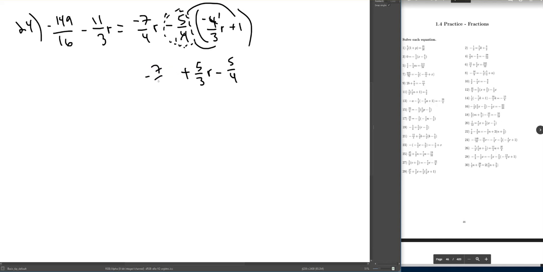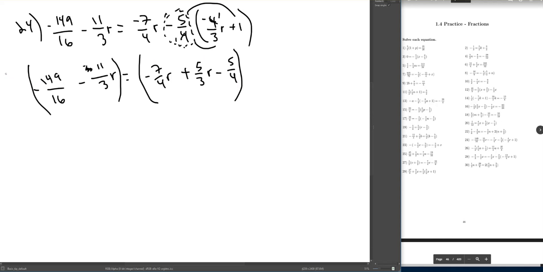So let's carry this over. R equals minus 11 over 3r minus 149 over 16. There you go. Now, what could I multiply all this by so that way I could eliminate these fractions? Well, I could multiply by 48, right? If I multiply by 48, I'll get an answer. Hold on, 48. So let's do this.